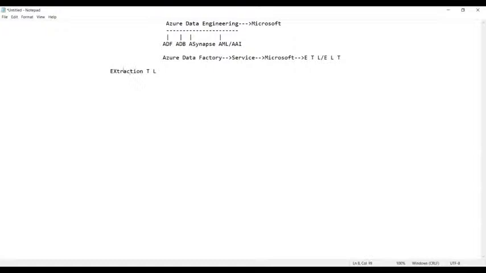Extraction, guys. The ETL stands for what? Extraction. And then you have a transformation, and then you have what's that? Loading. Extraction, transformation, and loading.